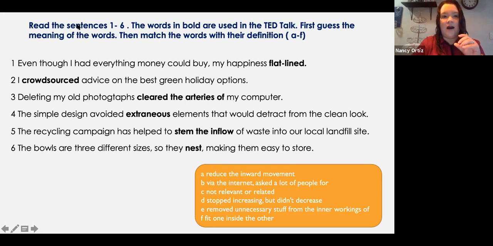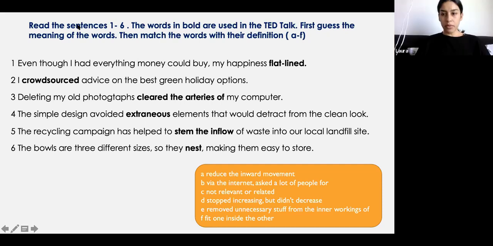And think of a heart. The inward movement is what the heart does, a movement from the inside because it beats. So in this one, we can use stem the inflow when it says stop increasing, but didn't decrease. And the heart, because it's about inward movement, you know, how the heart beats, it makes something go into, which is the blood. We can use it in number 1, okay? So I wanted you to compare those two.